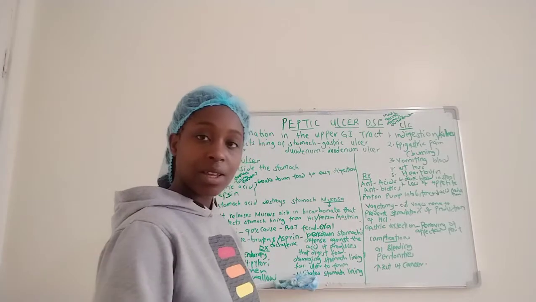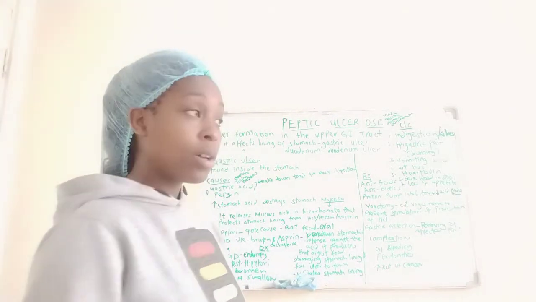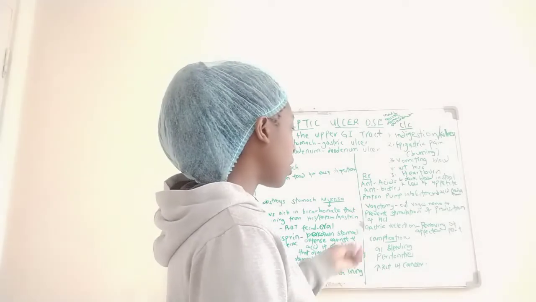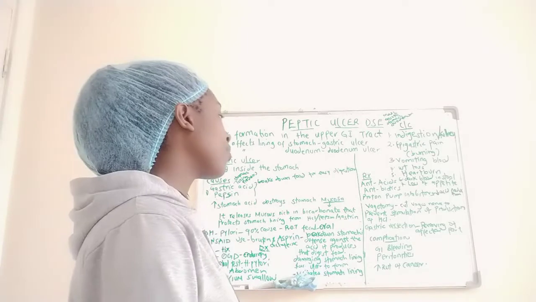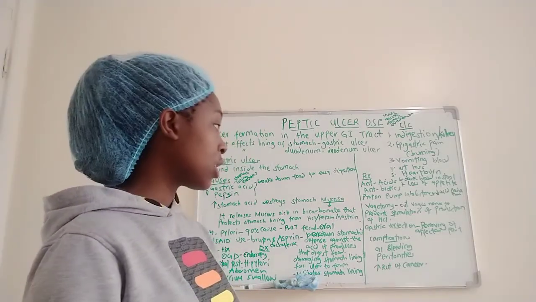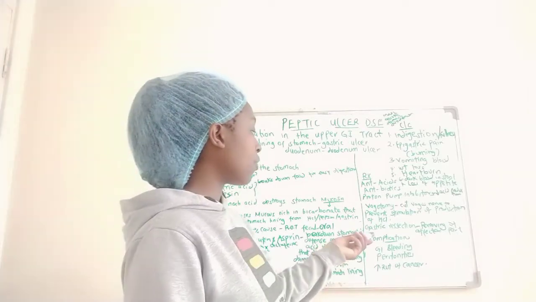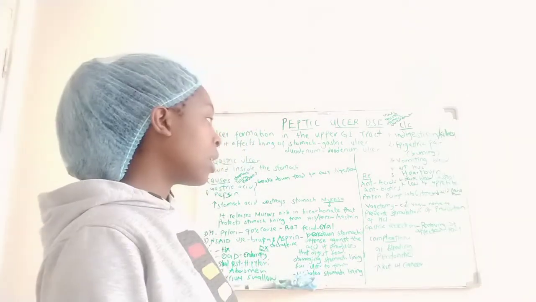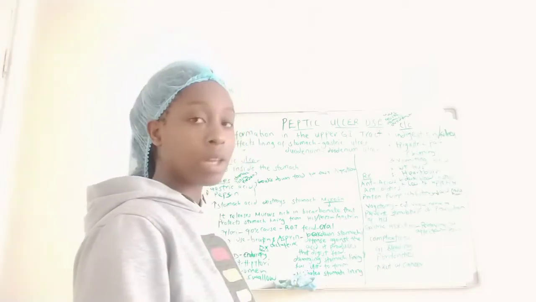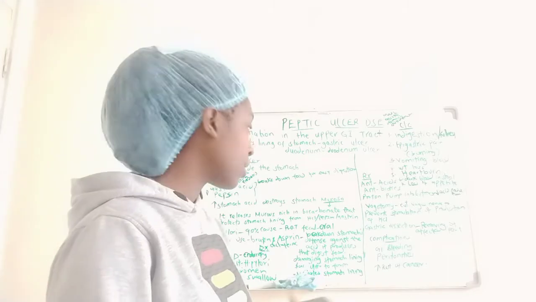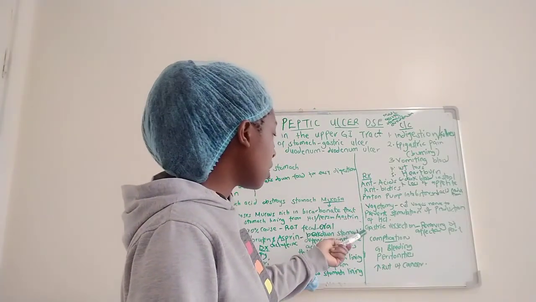And in severe cases, your doctor will do a vagotomy. This is when the vagus nerve is cut to prevent stimulation of production of hydrochloric acid. We also have a gastric resection. This is when your surgeon will go and remove the affected part of the stomach. So that is the management.